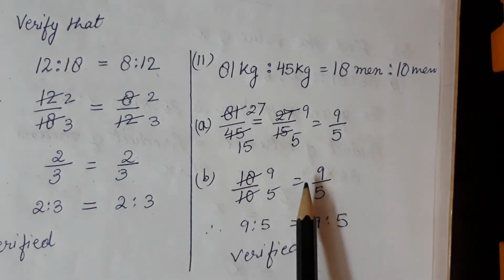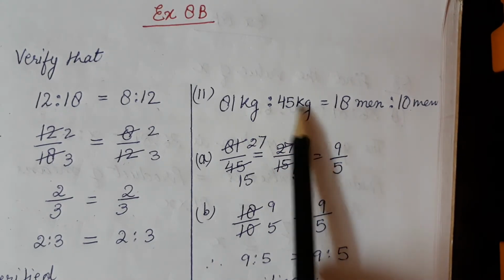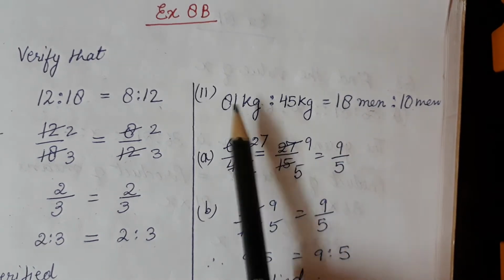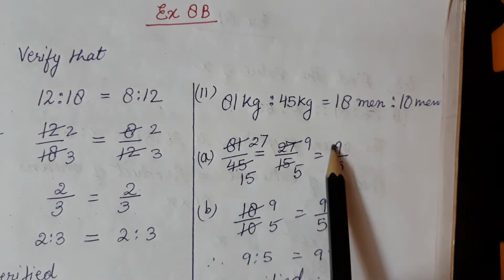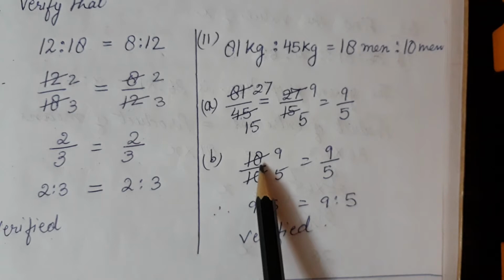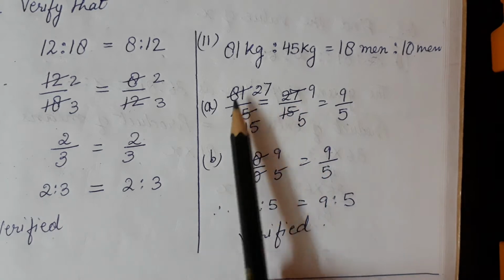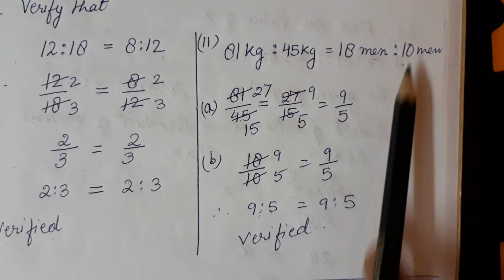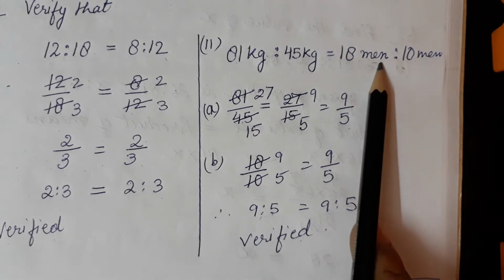Now we have to verify whether this second one is equal or not. Here we know that a ratio doesn't have a unit. So for 81 is to 45, we take 81 upon 45, reduce it and get 9 upon 5. Then we take 18 men to 10 men, convert it into a fraction, reduce it, and get 9 upon 5. So we see that 81 is to 45 gives 9 is to 5, and 18 is to 10 also gives 9 is to 5. So we have verified, yes, this ratio is equal to this ratio.